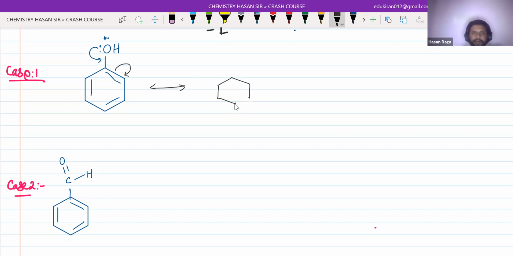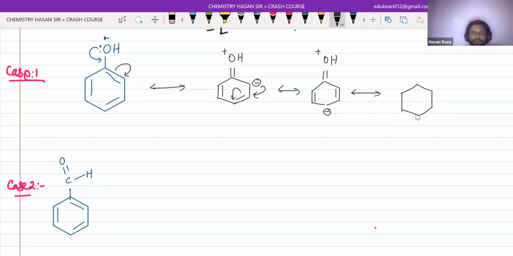So what will be here? It will be negative, then comes double bond, and there will be positive one. And the rest part will be as it is. Now the negative charge moves to here, double bond comes here, double bond, and then OH positive. Again, this will move to this, and this will move to this. So the double bond comes here, negative charge will be here.